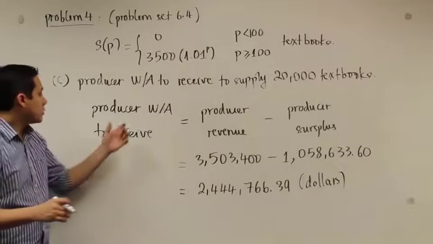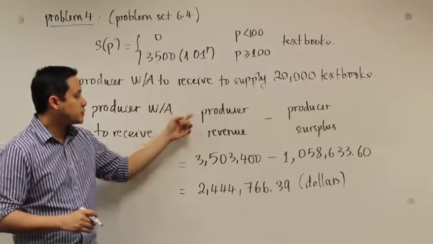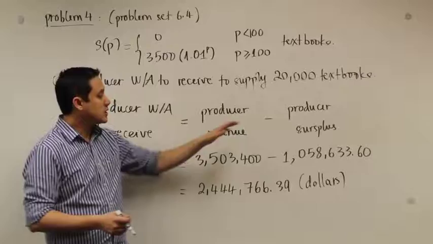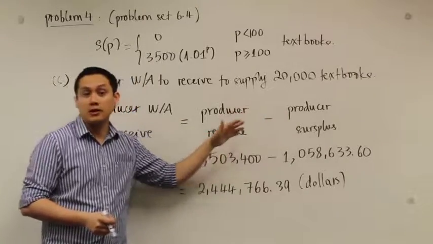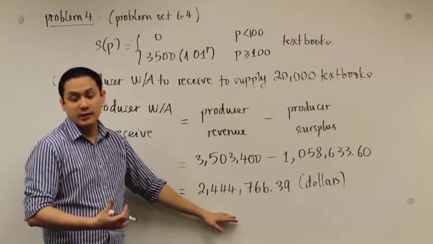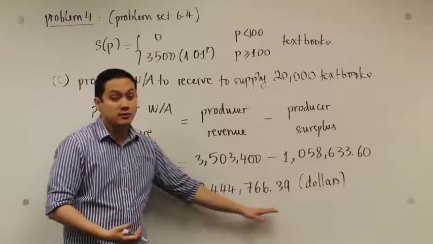Now for the producer willingness and ability to receive, this is equal to the producer revenue minus the producer surplus. And we just calculated these two numbers earlier. So this is what I got for the producer willingness and ability to receive, which is about $2.4 million.